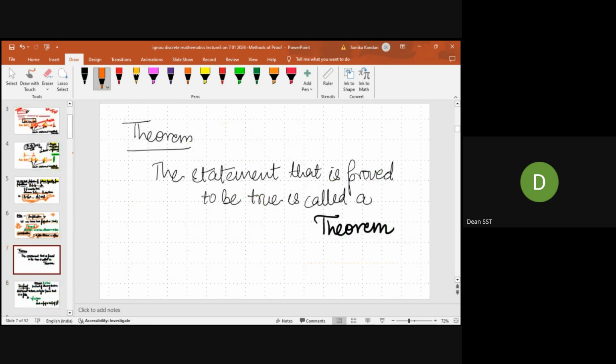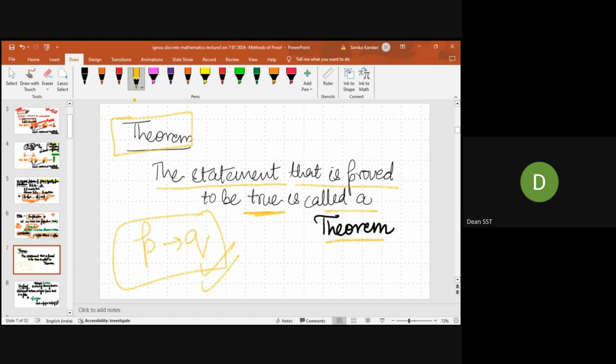Now, what is a theorem? Suppose we have to prove a statement P implies Q. If we prove this, we say that it is a theorem. It means the statement that is proved to be true is called a theorem.